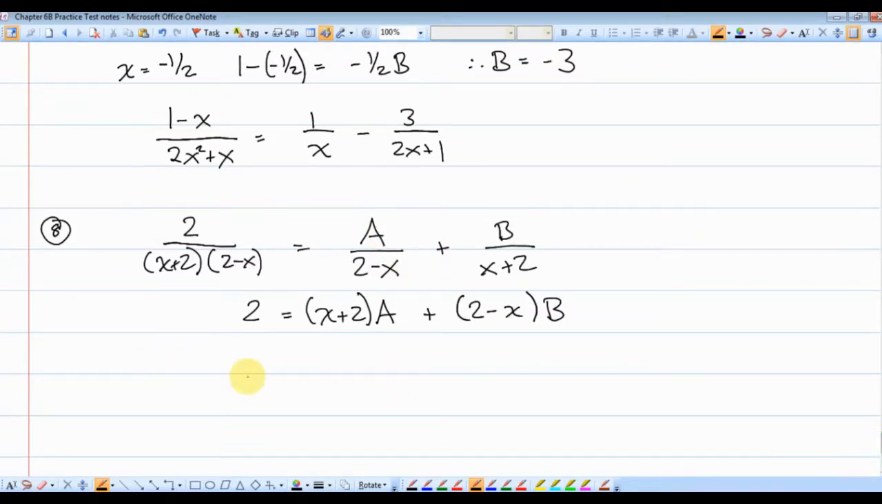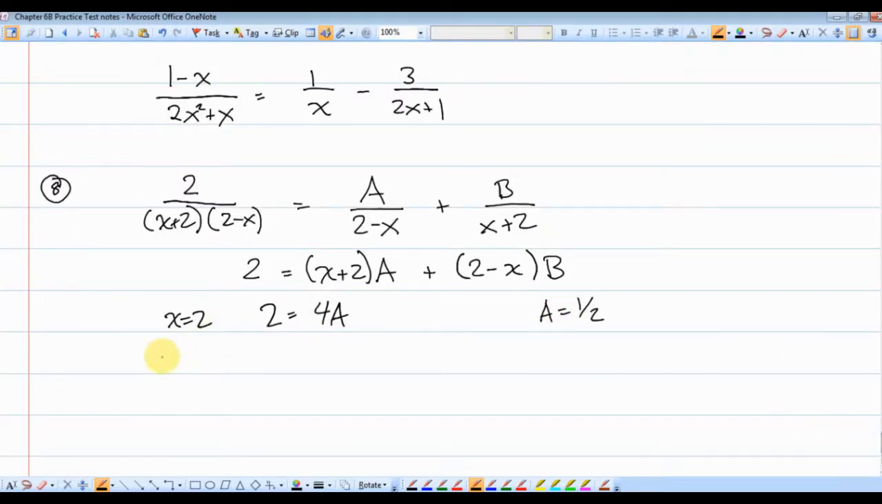Give me a value for x. x equals 2. I like your choice. 2 equals 4a. A equals 1 half. x equals negative 2. 2 equals 0a plus 4b. They're both 1/2.